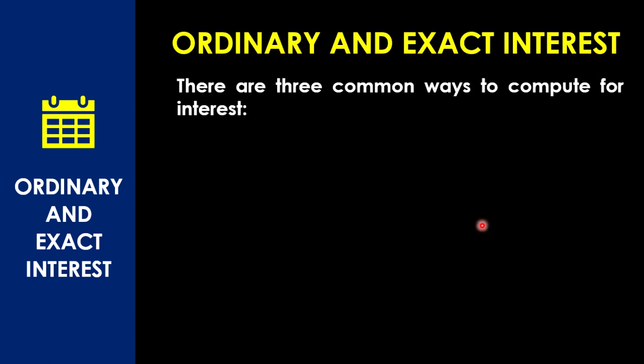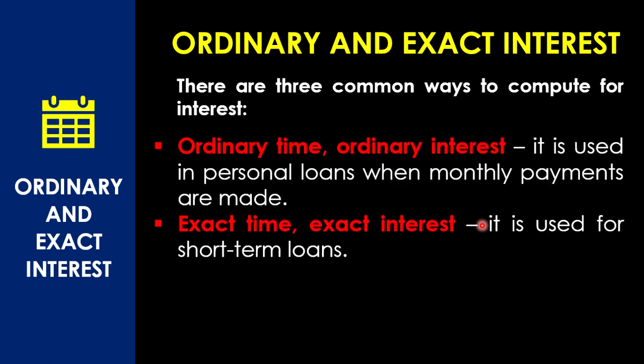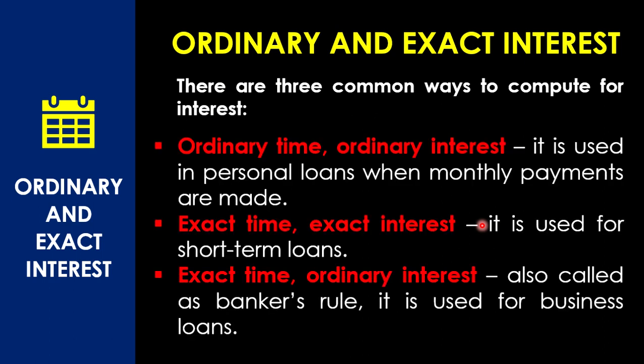Now, if we consider the ordinary and exact time, we have four cases. We can have ordinary time and ordinary interest, exact time and exact interest, exact time and ordinary interest, and then ordinary time and exact interest. But we're going to focus here on the first two examples. We're going to solve some problems with regards to this.